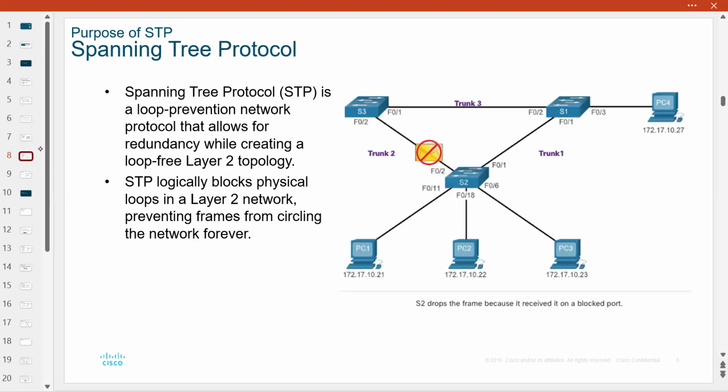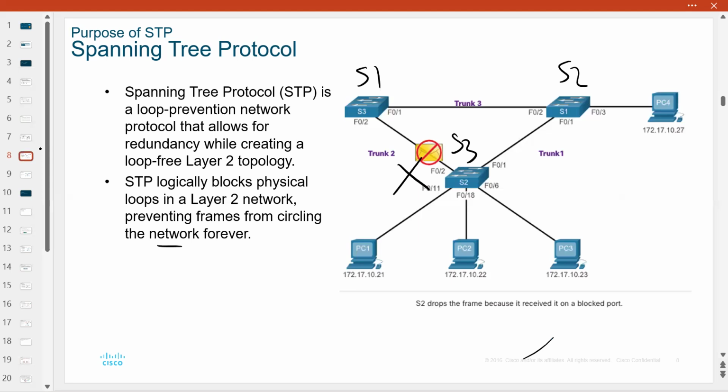All right. Here we have a typical example of STP in action. The same things I was explaining are the same things that are here. STP is a loop prevention network protocol that allows for redundancy while creating a loop-free layer 2 topology. STP logically blocks physical loops in layer 2 networks, preventing frames from circling the network forever. In this case, we can see switches 1, 2 and 3, and this link is blocked. So the previous explanations apply to this slide.